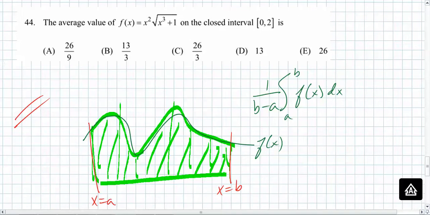So on this one, what are you doing? Can someone tell me what the integral is going to be that you're evaluating? It's going to be the integral from what to what? 0 to 2 of x squared, square root of x cubed plus 1 dx. Well, what goes on the outside? Yeah, evaluate that for me.